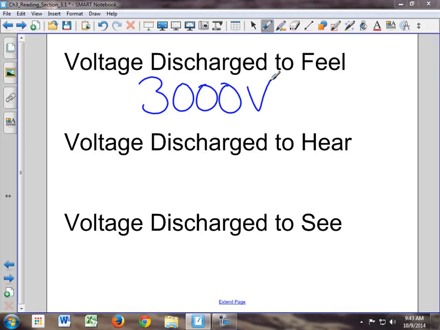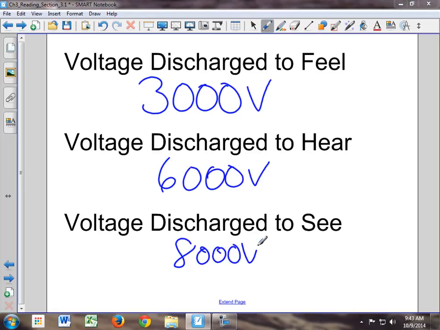To hear it, you have to discharge 6,000 volts. And to see it, you have to discharge 8,000 volts. You know what the normal voltage is from an old TV? Anybody ever do that? You see the shock? Yeah. The normal discharge was 20,000 volts on that.